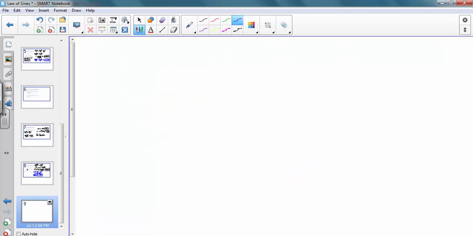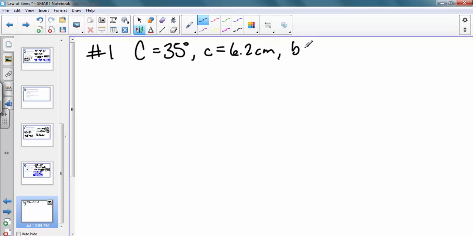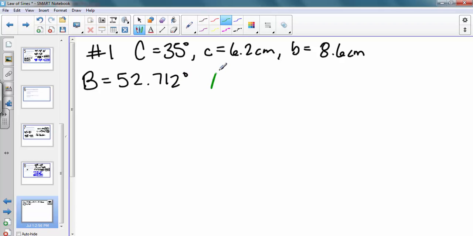So now that I have two different values of what my angle B could be, I now need to solve for the rest of the triangle. So on this page, I'm just going to go ahead and write everything that I have for my first solution. So they already gave me C equals 35 degrees. The length of side C equals 6.2 centimeters. And the length of side B equals 8.6 centimeters. On the previous screen, we just found that my first solution for my angle B equals 52.712 degrees.